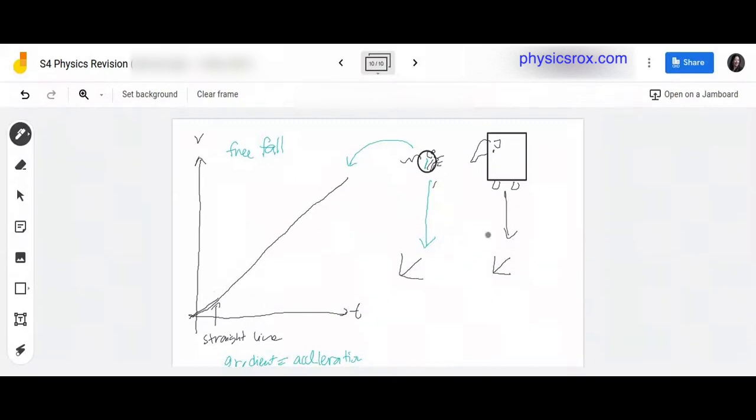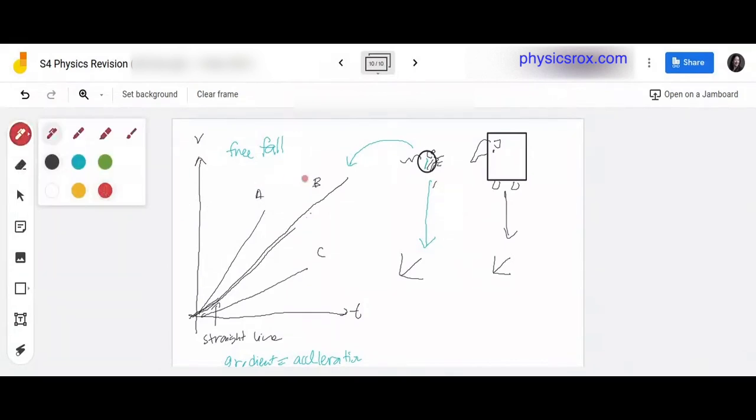Question: will the gradient of the elephant graph change or not? Do you think the graph will be like here, same line, or maybe here? Let's label these A, B, C. Which one for the elephant? B. The answer is B. They will still be the same.